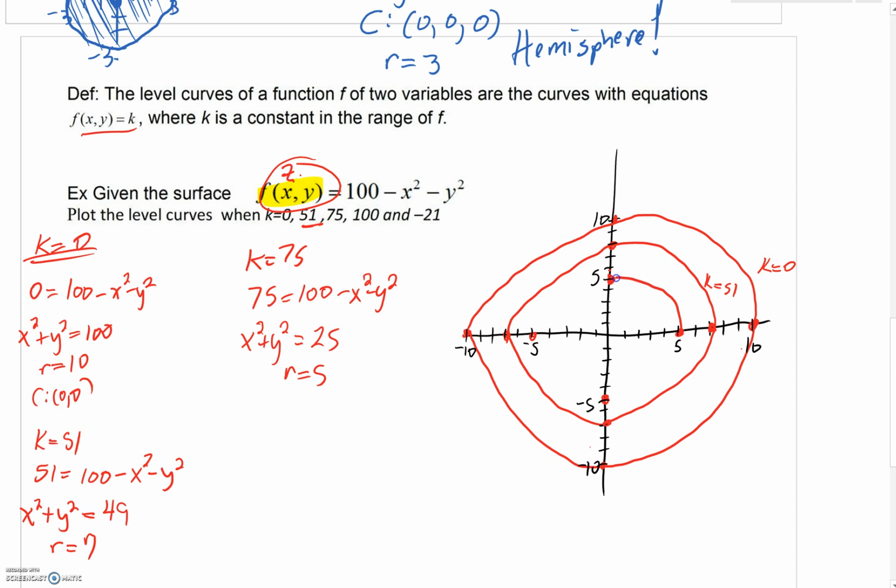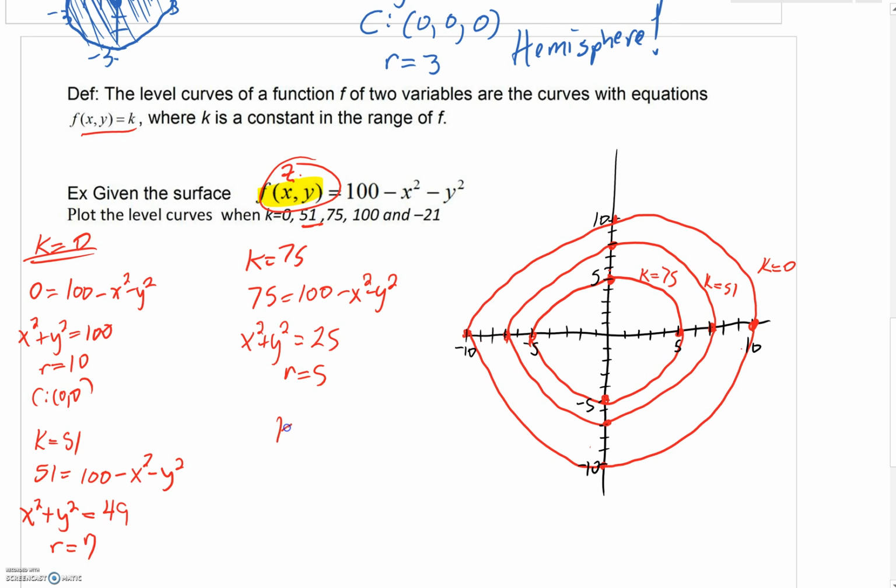So as we get this thing going right here, what are we really seeing? We're seeing that as we're going higher and higher with our z values, these circles are getting smaller, aren't they? And this would be where we'd say k equals 75.